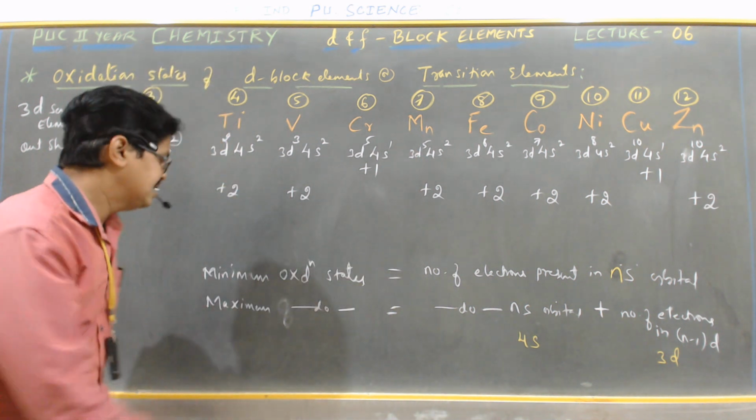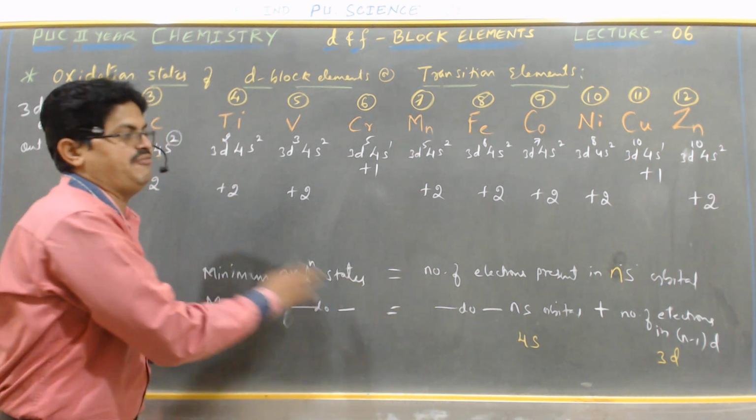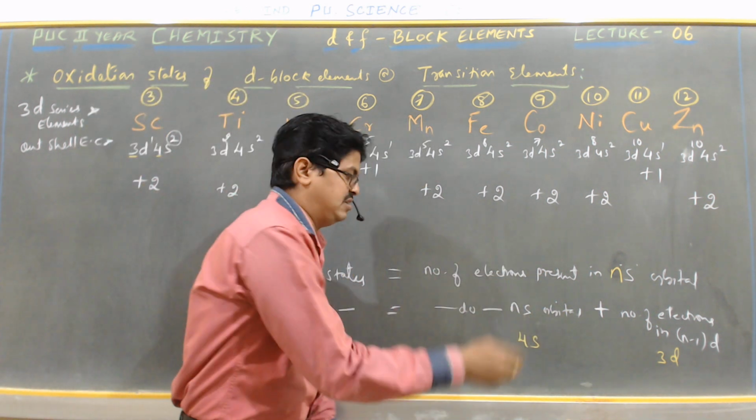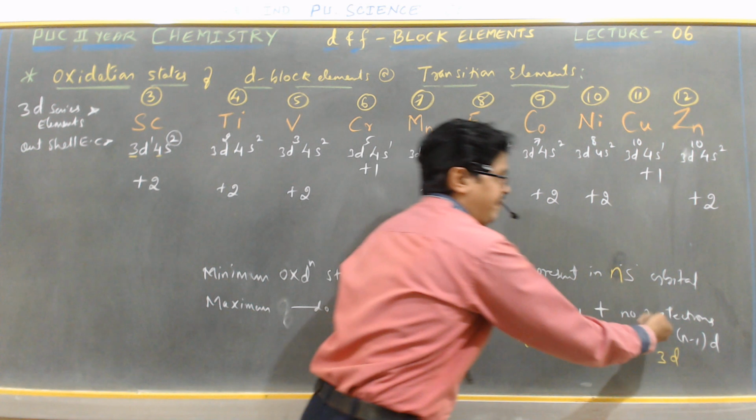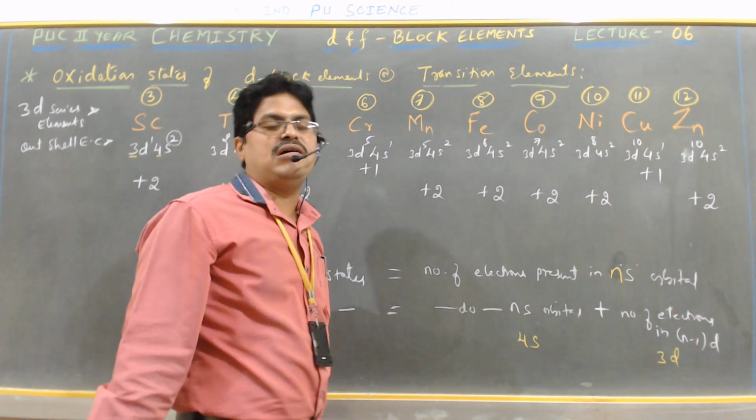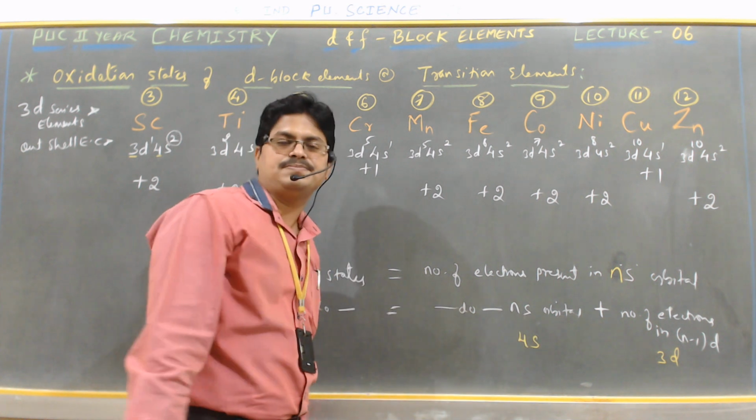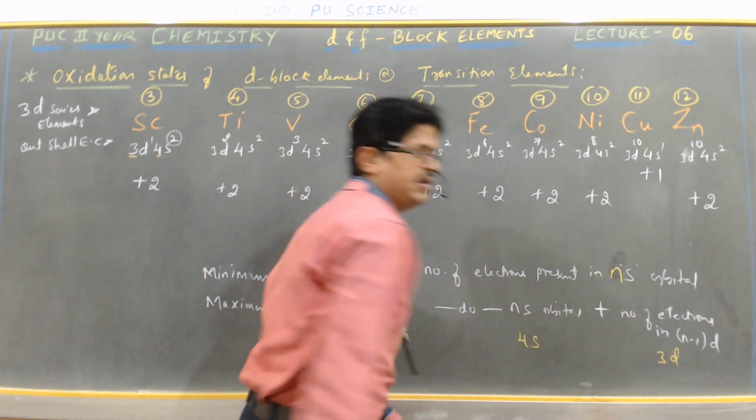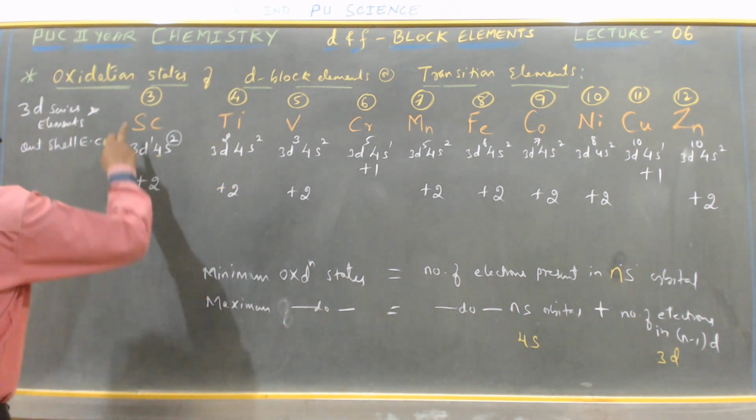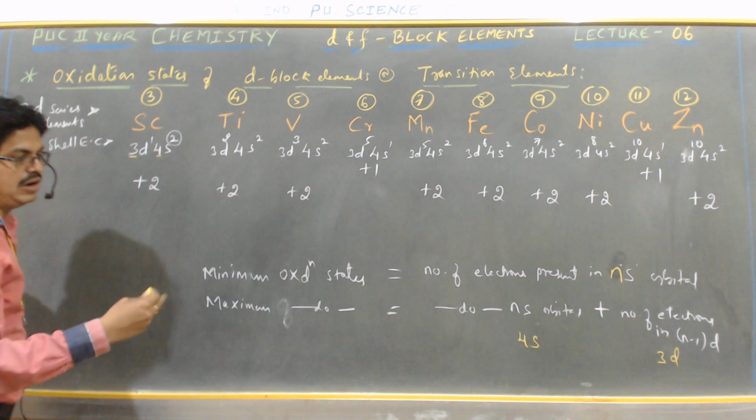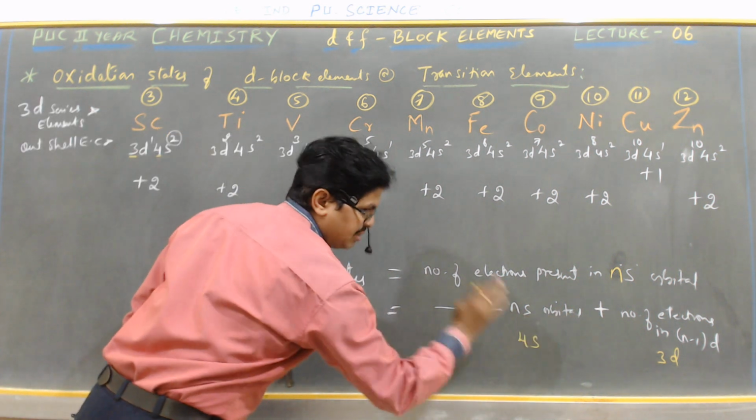What is that? The maximum oxidation state of d block elements is the number of electrons present in the s orbital plus the number of electrons present in the n-1d orbital, meaning the penultimate orbital. That is, with respect to the 3d series, the 4s and 3d orbitals. Look at scandium now: the maximum oxidation state is the number of electrons present in the s orbital.